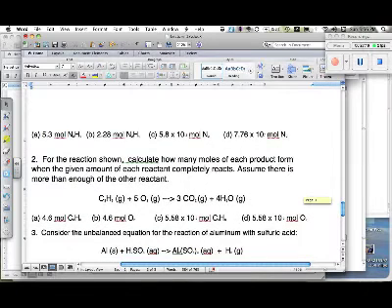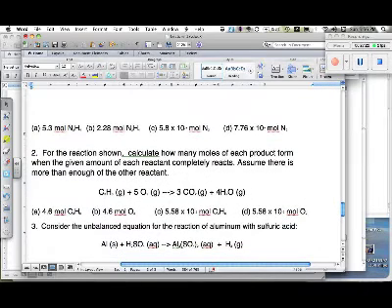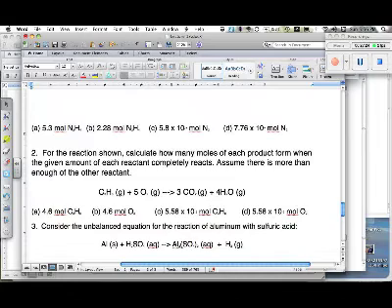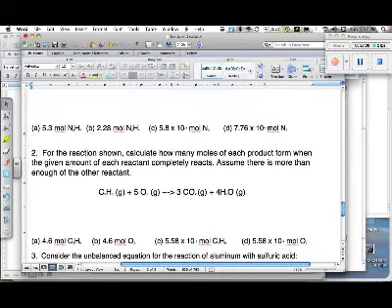All right, for the reaction shown, calculate how many moles of each product form when the given amount of each reactant completely reacts. And then they have this statement of assume there's more than enough of the other reactant, so don't worry about that. Has to do with limiting reactants, and we'll deal with that in the next lecture.